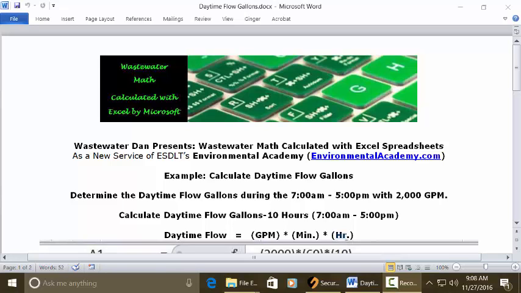environmentalacademy.com, today's example, calculate daytime flow gallons. Today's problem reads, determine the daytime flow gallons during 7 a.m. through 5 p.m. with 2,000 GPM. Calculate daytime flow gallons, 10 hours, 7 a.m. to 5 p.m.